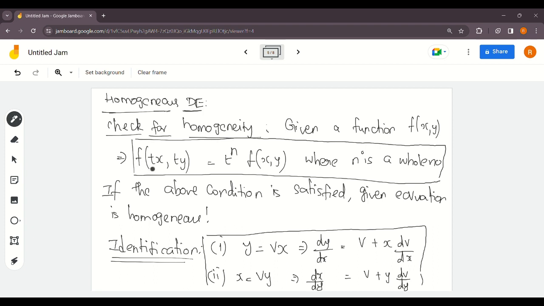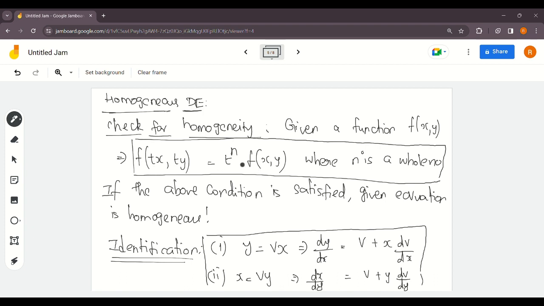And if you do that, if it is of the form t power n into f of x comma y, where n is a whole number, suppose n becomes 0 here, and you get f of tx comma ty equal to f of x comma y, then this equation is a homogeneous equation. So this is the way to identify whether the equation is homogeneous or not.